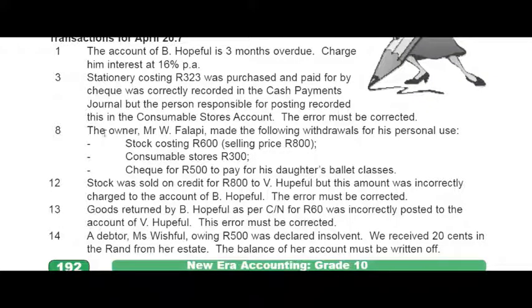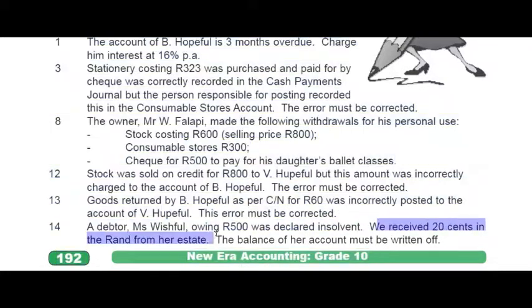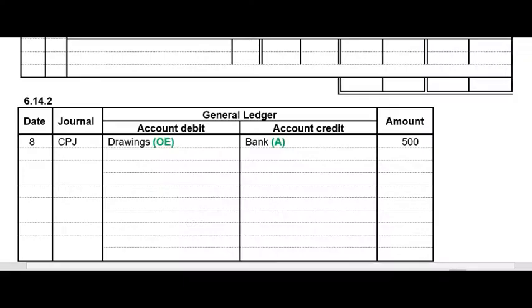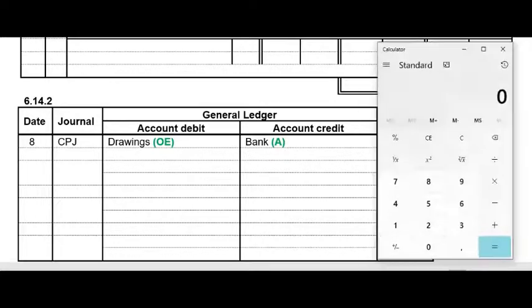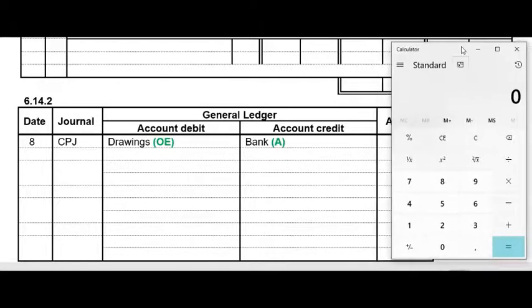On the 14th, a debtor, Miss Wishful, owing 500 Rand was declared insolvent. We received 20 cents in the Rand from her estate. First, we have to go and record the value that we actually received from her in the CRJ, and then the rest must be written off in the general journal. And we first have to calculate the amount that we will actually receive from her.